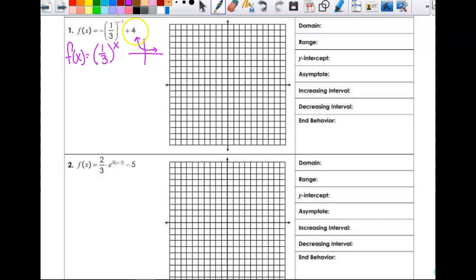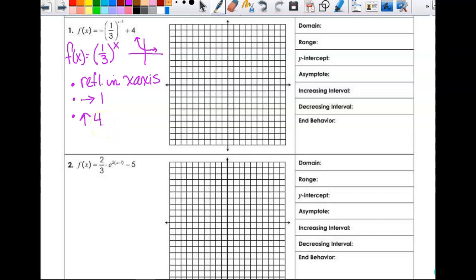I have 1, 2, 3 transformations. That negative is a reflection in the x-axis. That 1 means I go to the right 1. 4 means I go up 4.